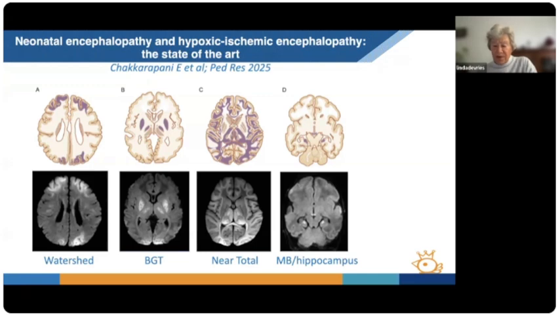And then recently, we paid more attention. We recognized that the mammillary bodies, these tiny little round areas over here, and the hippocampi can also be involved and are important for subsequent outcome, especially memory and also total and performance IQ.